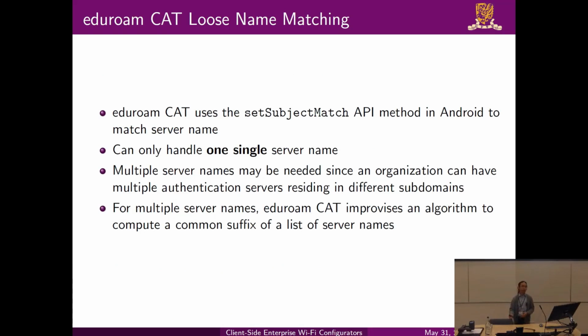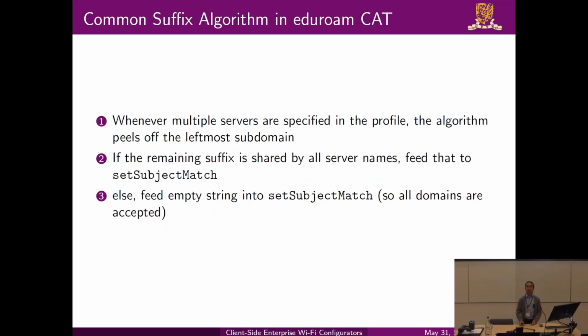After we reverse engineered and looked at the source code, we found that the eduroam CAT app uses the old Android API method, setSubjectMatch, that can only handle one single server name. But usually multiple server names are desired because one organization can have multiple authentication servers with different subdomains. To address this, the app uses an improvised algorithm to compute a common suffix. It peels off the leftmost subdomain, and if the remaining suffix is shared, then it's going to use that. Otherwise, it's going to match every domain.